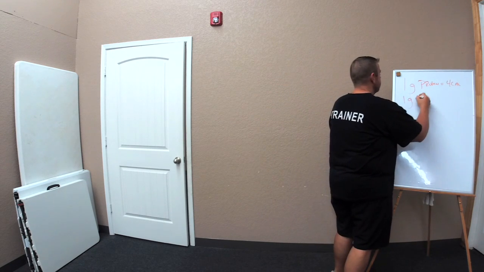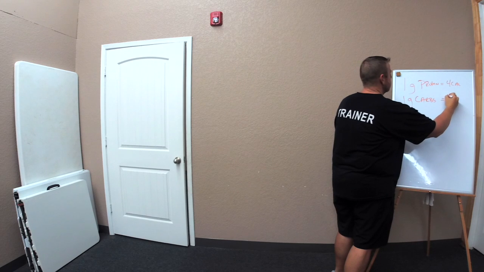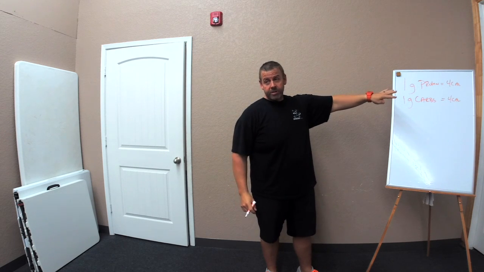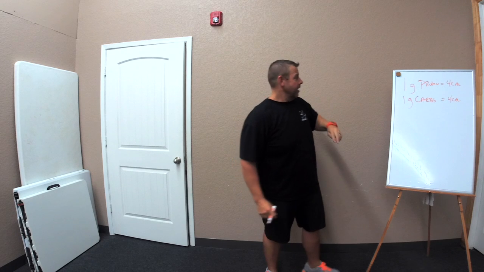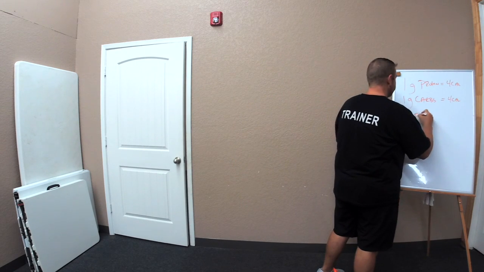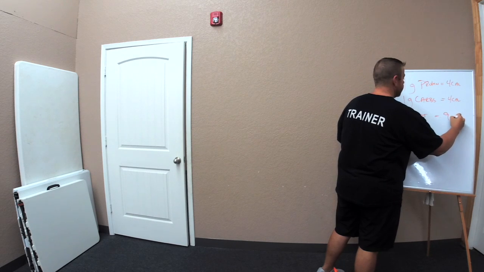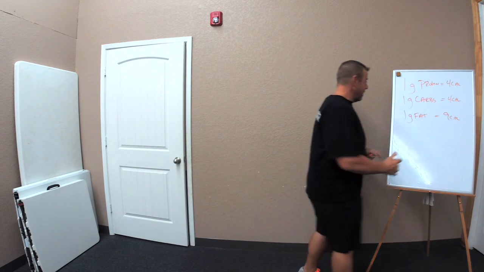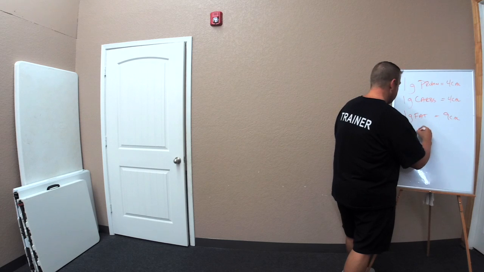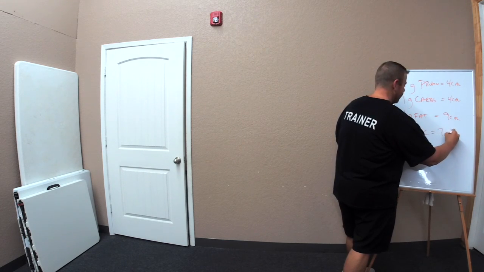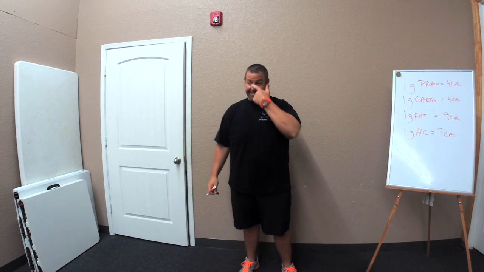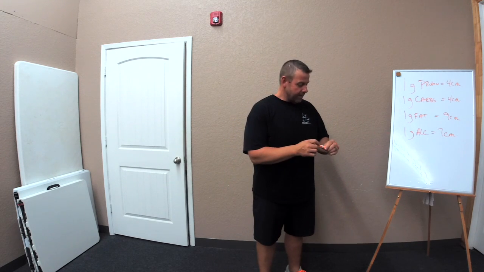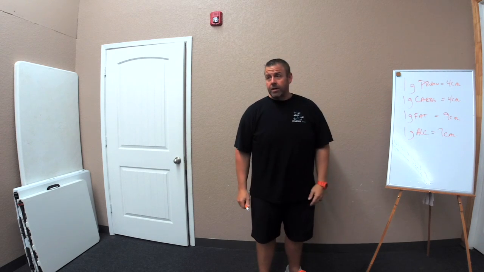But then 1 gram of carbs equals 4 calories. So both of those are the same caloric value, but they don't do the same for the body. They do different things for the body. Then we have 1 gram of fat equals 9 calories. It's almost twice as much as the other two. And then, I know probably nobody needs to know this one, but 1 gram of alcohol equals 7 calories. So those are the breakdown of 1 gram for each of those.